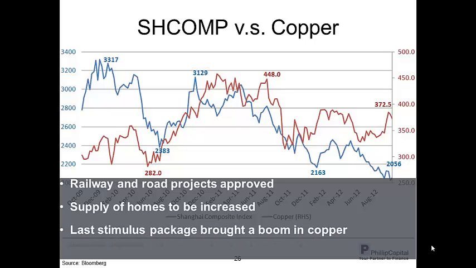This chart shows both the Shanghai Composite Index and copper prices. The last stimulus package brought about a boom in copper prices in 2010. And copper has spiked up in recent weeks after the announcement of the latest stimulus project. The strength in copper's upward movement suggests confidence in the impact of the stimulus project on the Chinese economy.